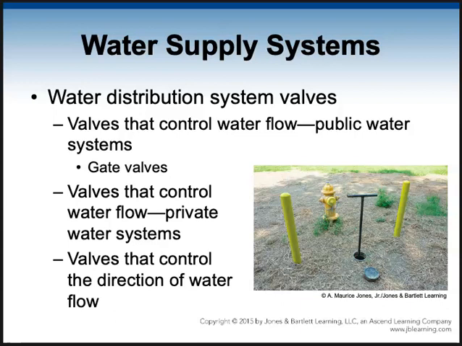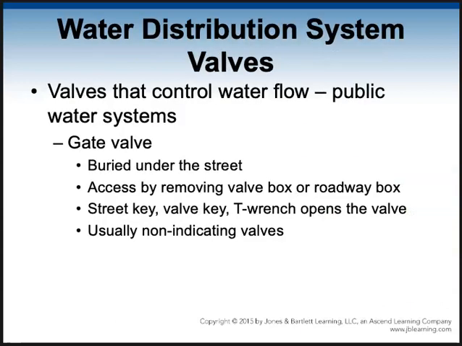So there are different kinds of valves, and you have to be familiar with that. But basically, there's indicating valves and non-indicating valves. And the two kinds of valves that we see most commonly in these systems are gate valves and butterfly valves. So the valves control the water flow in the system, and they can control the direction of the water flow.